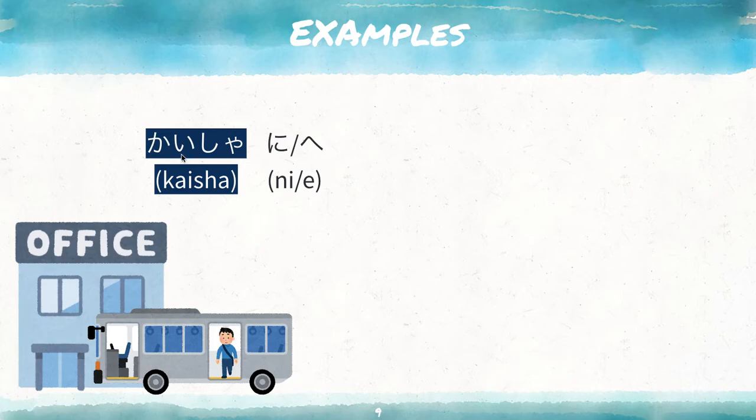Okay, another example using 会社, office. As you can see from this picture, he just arrived at his office.